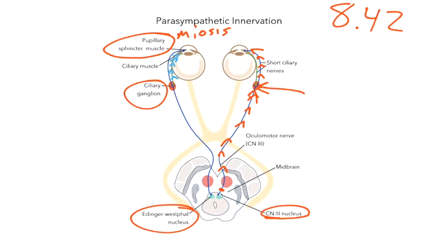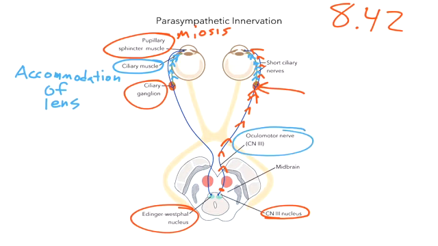So this green line on this left side and on the right side. And when the ciliary muscle is stimulated, it will cause accommodation of the lens. Now, accommodation just means you can change the shape of the lens to properly focus objects on the retina. We're not going to talk much more about accommodation, but it's important to know that it is accomplished through the parasympathetic innervation of the eye via the oculomotor nerve.